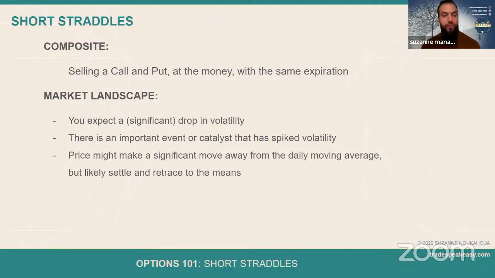Last time we were buying to open to expect a rise in volatility. Well, this time if we're selling, then we want a drop in volatility. So we're expecting that there's an important event or catalyst that has spiked volatility, and then we want it to come down. And we expect that price may make a significant move away from the daily moving average, but likely settle and retrace back to the mean.